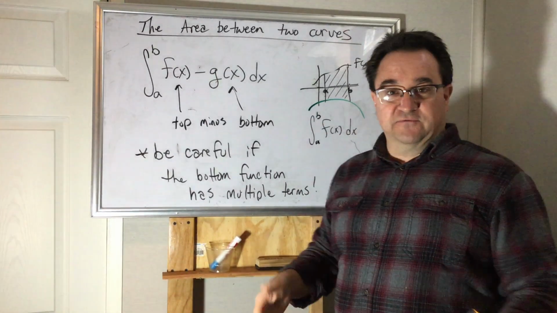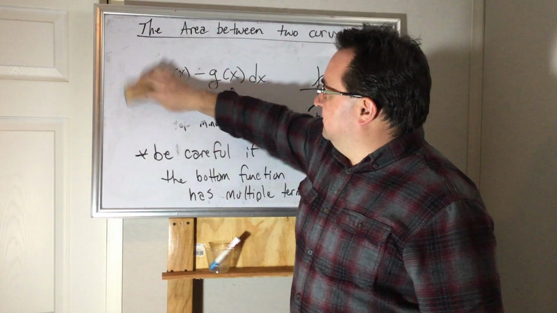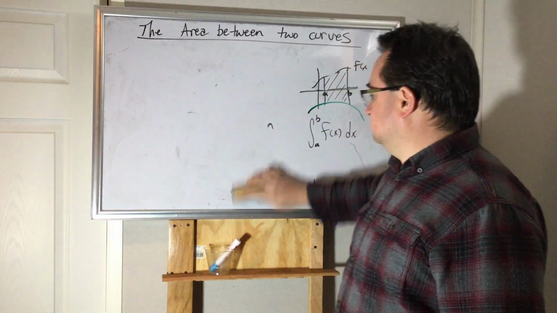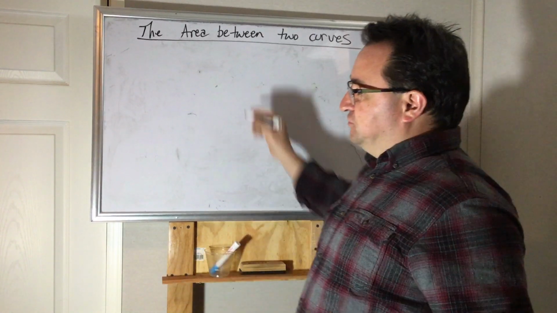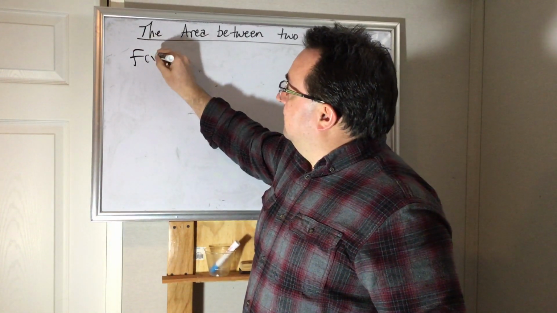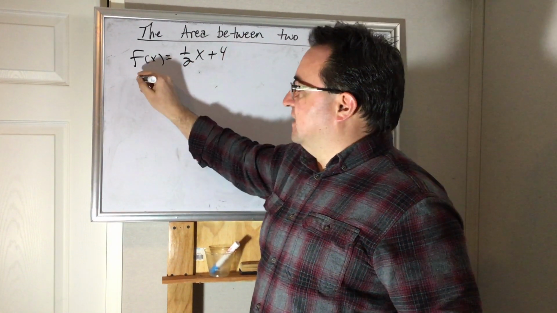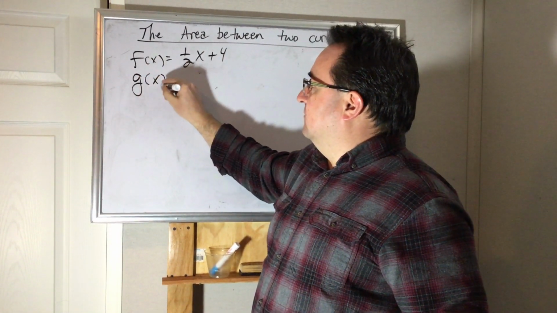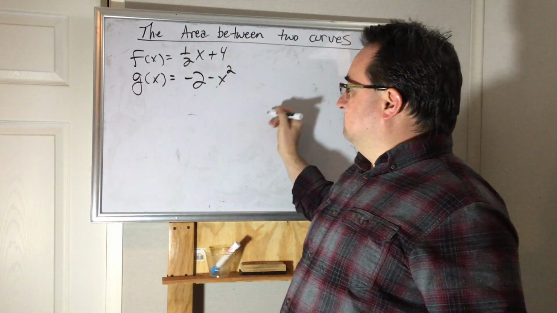All right, so let's look at our first example. We'll actually steal this kind of setup. Let me get rid of all this here. So for our first function, we're going to let f of x be 1/2 x plus 4, a line. And we'll let g of x be -2 minus x squared.